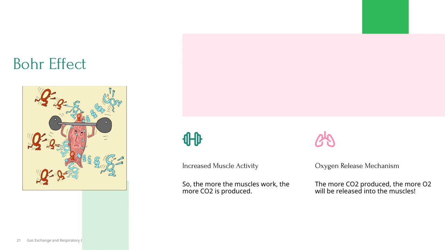So, essentially, the more active your muscles are, the more CO2 they generate, and the more oxygen your blood will deliver to support that activity. In short, this mechanism ensures that oxygen is efficiently supplied during times of increased muscle activity, helping us perform better and recover faster. It's a perfect example of how tightly regulated and responsive our respiratory system truly is.